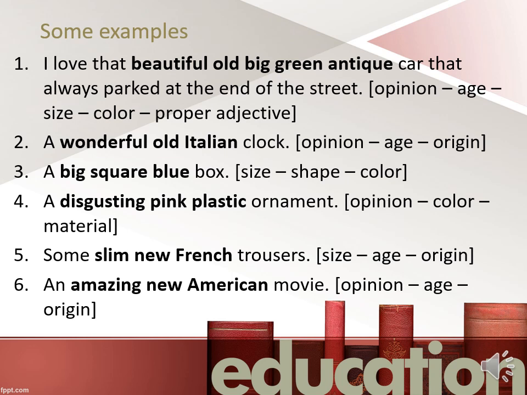Some examples for you. I love that beautiful old big green antique car that is always parked at the end of the street. Opinion, age, size, color, and proper. The second sentence: a wonderful old Italian clock. Opinion, age, and origin. A big square blue box. Size, shape, and color.